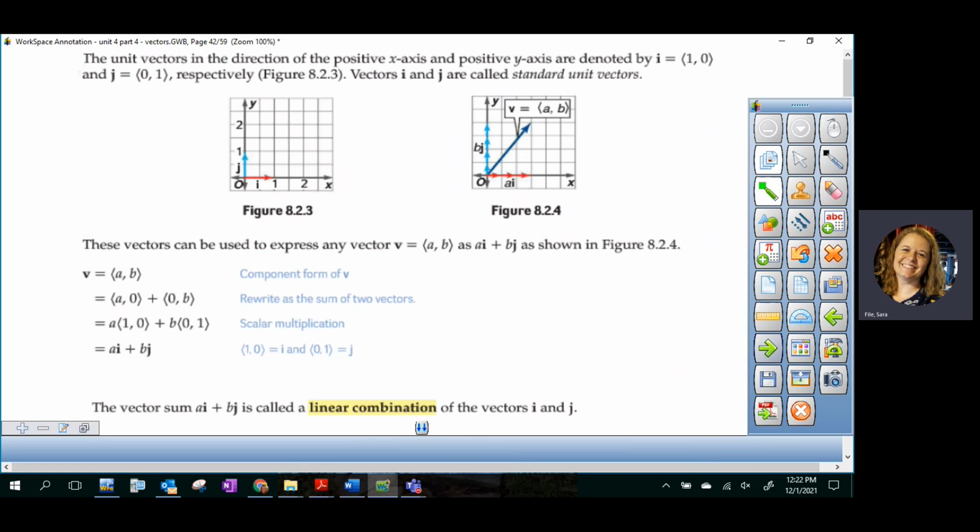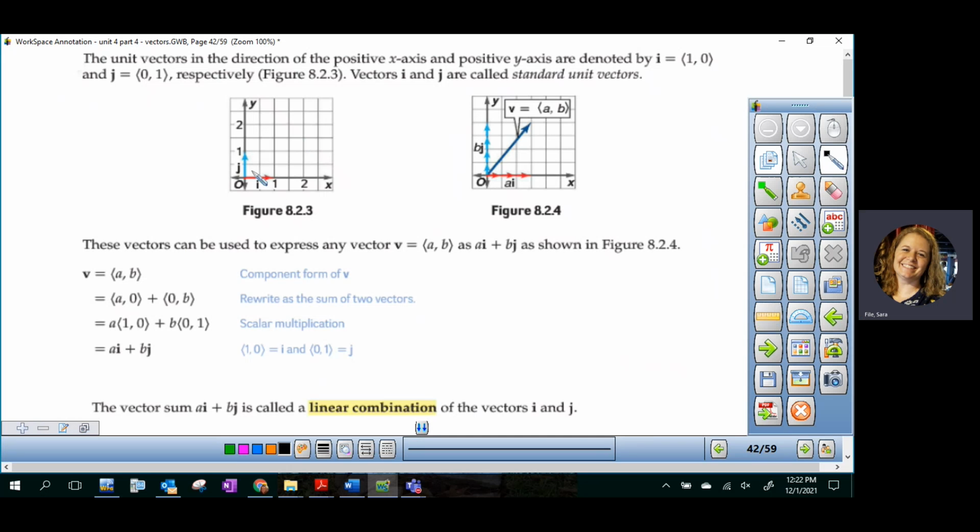All right. So next up, we're going to talk about what's called a linear combination. Okay, so it's a different form of writing your vector instead of component form. So to write it as a linear combination, you do need to know the component form. So either it may be given to you in component form, or it may be given to you as an initial point and terminal point, and you put it in component form. And then from there, you can put it as a linear combination.